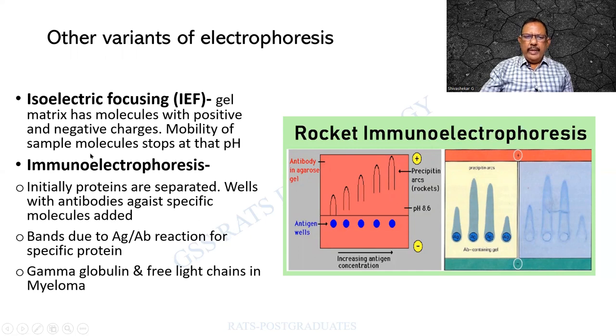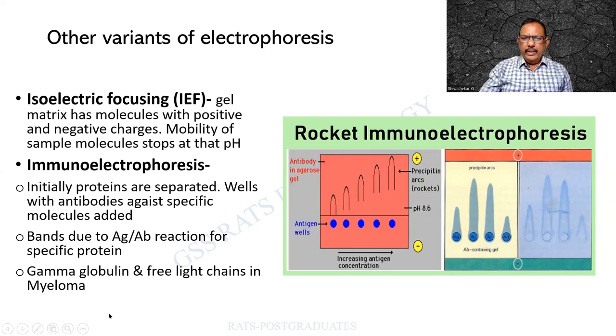Immunoelectrophoresis. Immuno means always it is antigen and antibody. You take your ELISA, etc. It is immunotesting. Therefore, you find that the proteins are separated, the wells are coated with the antibody specific for the molecules. And when a particular protein reaches the antibody, it stops over there. And the bands of the antigen-antibody reactions are produced. Gamma globulin and free chains for myeloma can be detected by this.